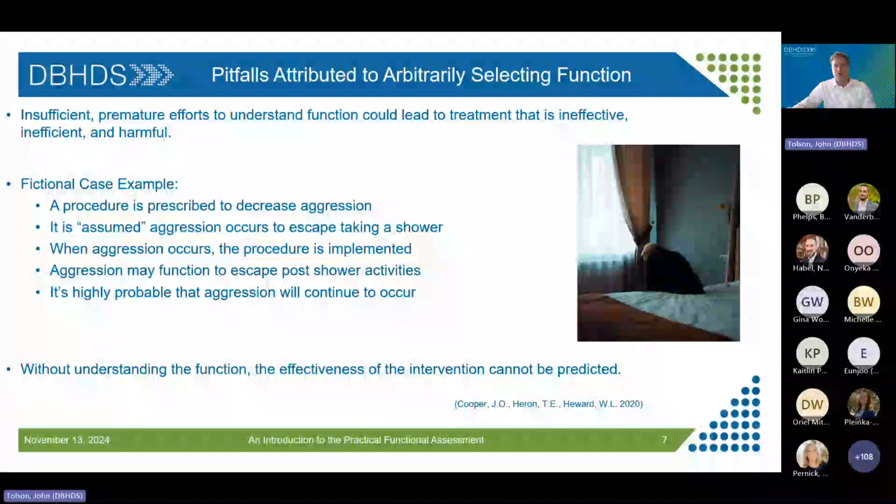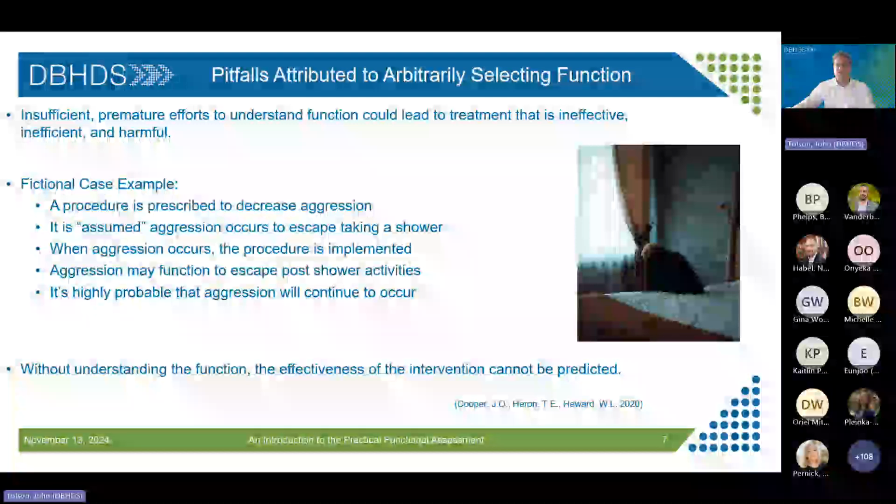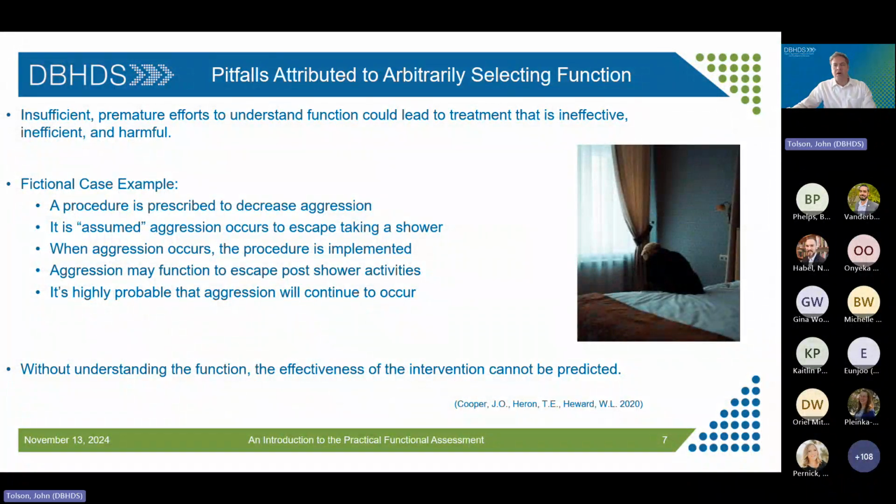I'm going to go over a fictional case example here. Let's say that a procedure is being implemented in a group home setting to attempt to decrease an individual's aggressive behavior when they are asked to take a shower. When the individual engages in aggression, the person is asked to go to their room. The plan is operating under the assumption that the individual does not want to take a shower and therefore won't be able to get access to a perceived community outing.